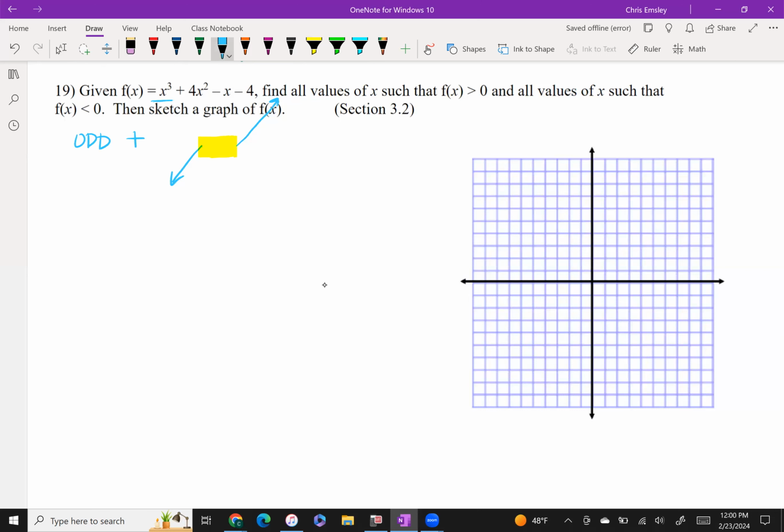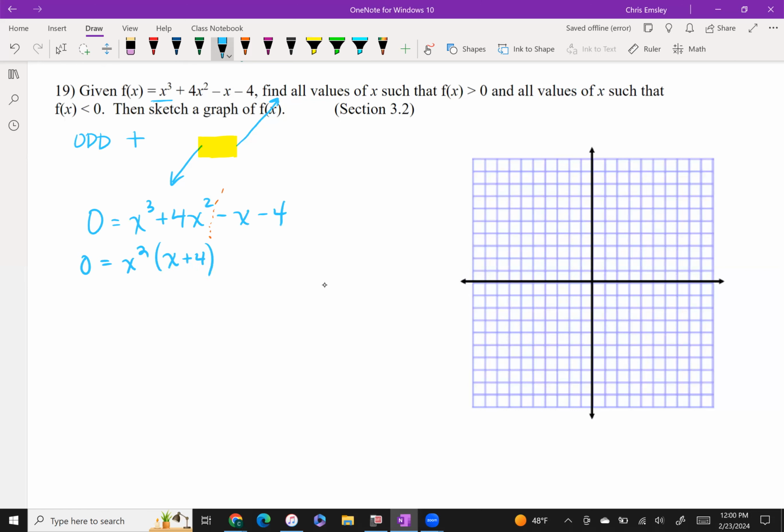After we figure that out, then we need our x-intercepts. So we are going to set that function equal to 0 and solve for x. To do that, we need to factor. And when we have 4 terms, what we typically want to try is factor by grouping. So these first 2 terms both share an x squared.